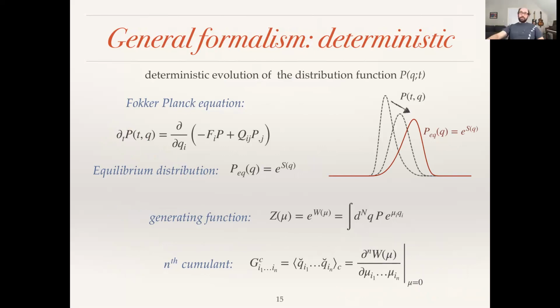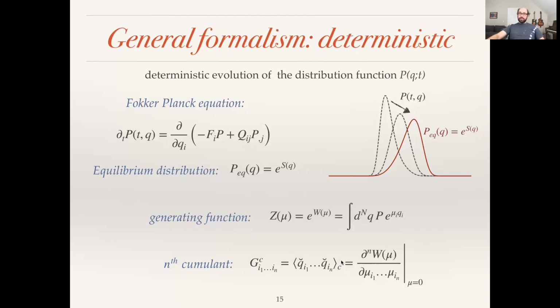Okay, so now one can study this problem alternatively in a deterministic way. For this problem, it's possible to derive a deterministic evolution equation for the distribution function. This is the Fokker-Planck equation, and that describes how the initial probability distribution evolves into the equilibrium distribution. And as long as one specifies the entropy or the equilibrium distribution, which is the physical input, again, you're free to use whichever prescription you want. I think that I implicitly use Ito here. And again, I can define a generating function whose log I differentiate in order to get the nth cumulant.